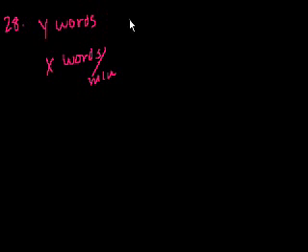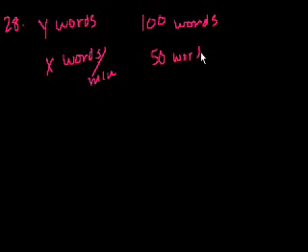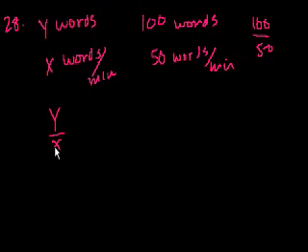So if we just phrase it, if we said how long does it take him to type 100 words, if he can type, I don't know, 50 words per minute. Now your brain would say, oh, if I can do 50 words per minute, it's going to take me 2 minutes to do 100 words. And how did you get 2 minutes? You said 100 divided by 50. So if you need to type Y words and you can type X words per minute, the answer is Y divided by X.